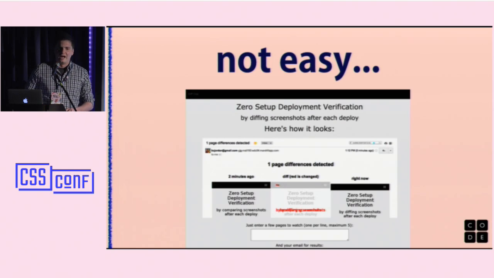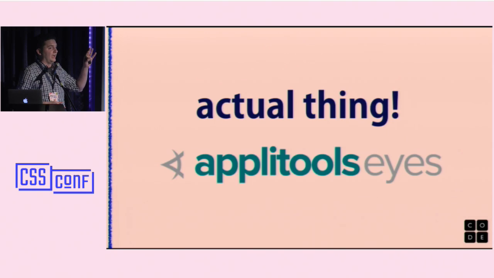But it turns out it was really hard to do that right. Apparently, when you take screenshots, things change that you wouldn't expect, like subpixel shifting, and it depends on the browser's operating system renderer. You see a lot of weird stuff. And also, if you have something randomly changing on your page, you have to deal with that. Turns out, it's an actual thing though. There's something called Applitools that we found after, and I was like, ugh, why don't you just tell me about that? So Applitools, they're doing just that.